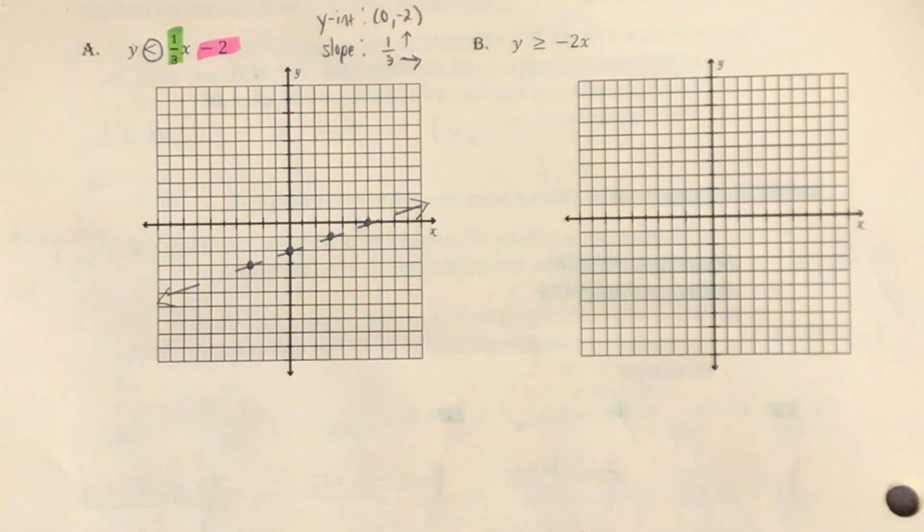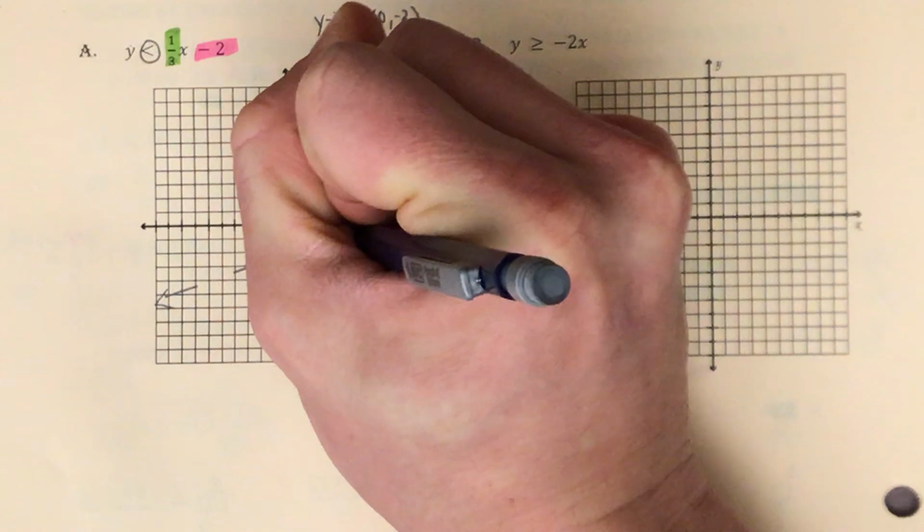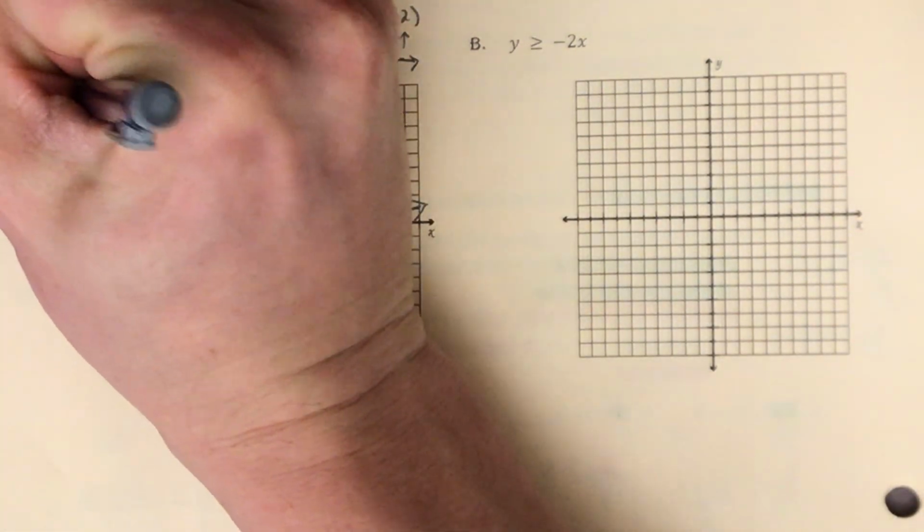Now, after we've got our line drawn, and this one's a dashed line, looks like that, the next thing we want to do is a test point. We want to use a point on the graph that is not on our line. Again, our recommended point is 0, 0, the origin, which is not on my line, so it happens to be above my line. So I'm going to use the test point 0, 0.